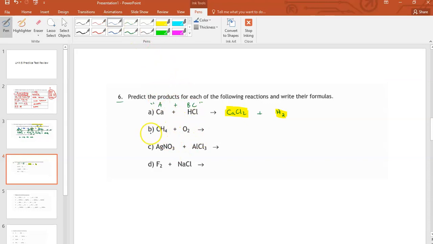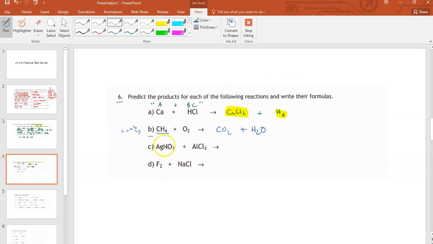Letter B, we got methane is what that is, by the way. You may not know that name, but that's a carbon with hydrogen, so it's a hydrocarbon plus oxygen. That tells me this is a combustion reaction, which means I know the products are going to be carbon dioxide and water, because that's always the products of the type of combustion reactions we do in this class. So easy peasy. We don't have to balance, right? Not required in this case.